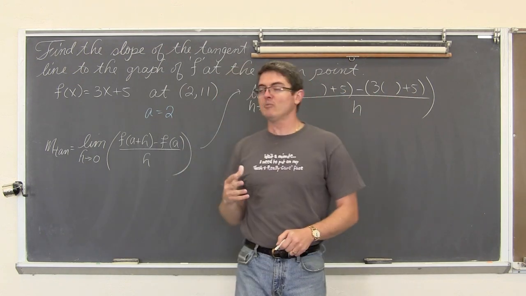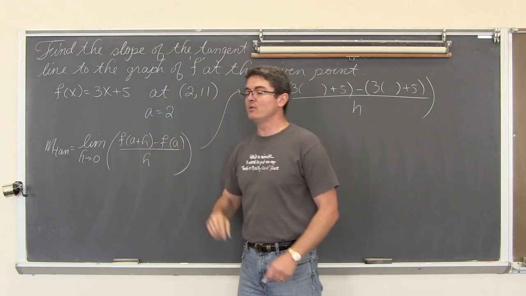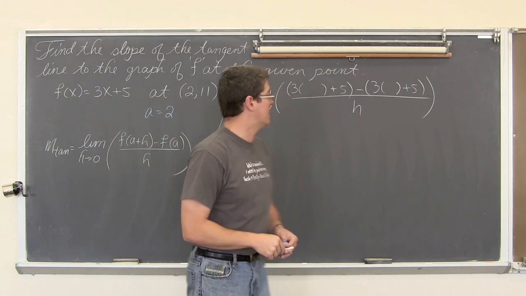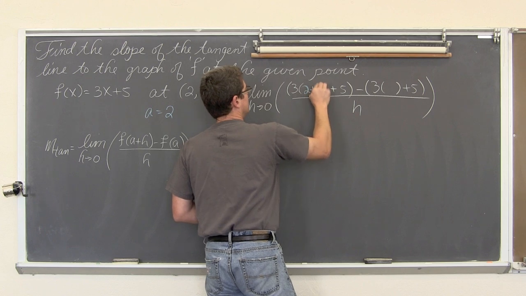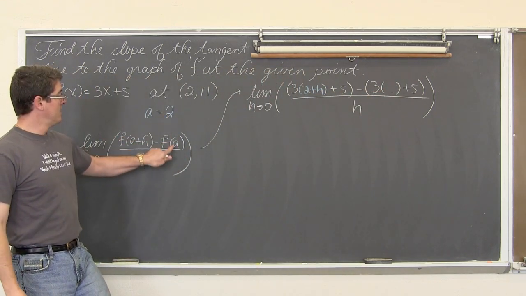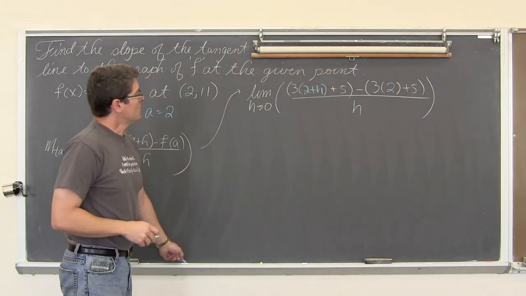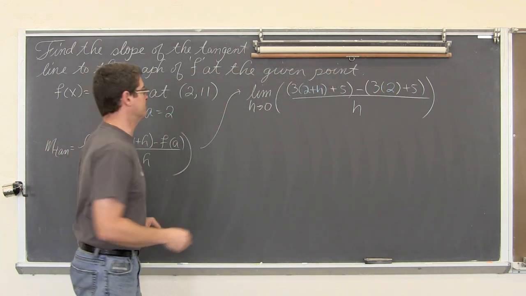In the first part of my numerator, I'm doing f of a plus h. A again is 2, so it's 2 plus h everywhere there's an x. And then for the second part, it's f of a. So I'm just plugging in 2. Okay? Just make sure you watch your notation.